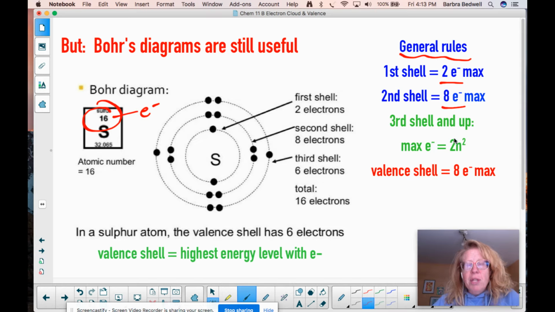The third shell can hold quite a bit more, and the fourth and fifth shells too. There's a little formula for figuring out what it is. n here means the number of the shell itself. So if I want to talk about the third shell, I would do 2 times the third shell squared, or 2 times the fourth shell squared. 2n squared would give you the maximum. So there's actually 18 that could fit in there.